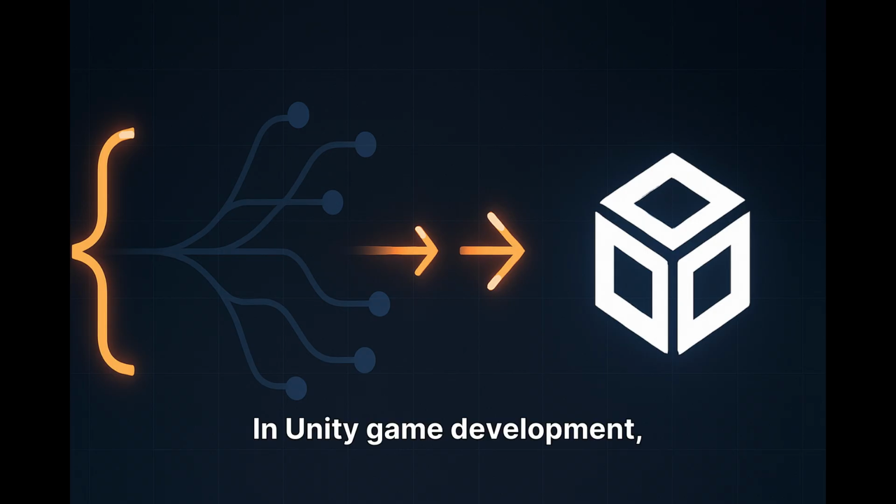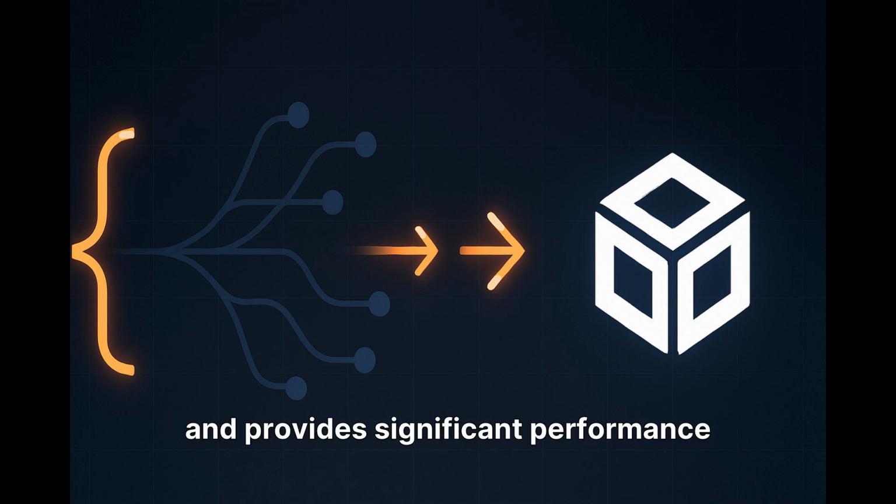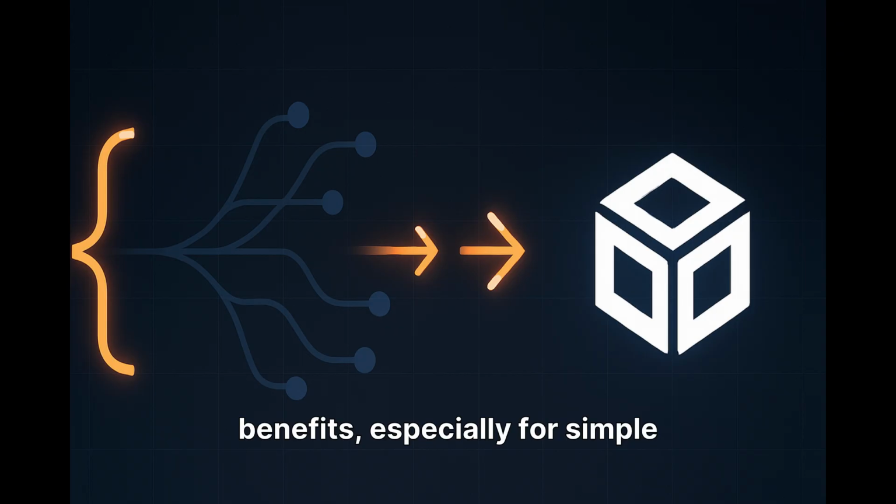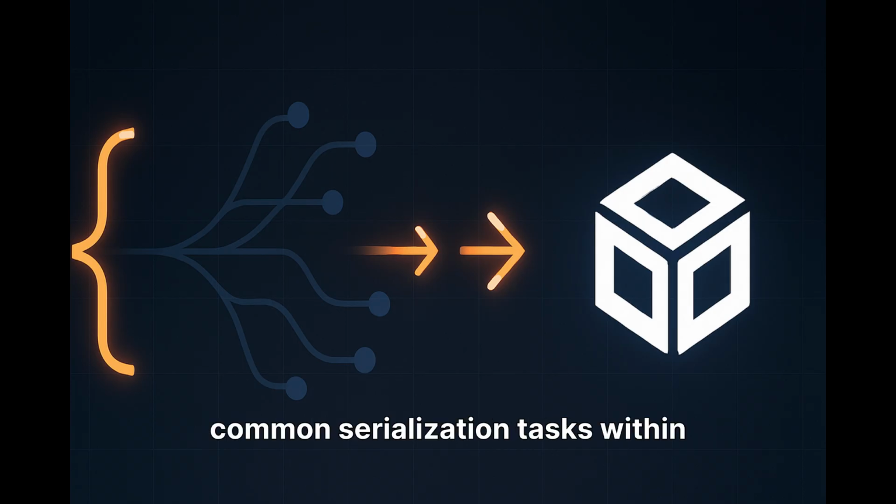In Unity game development, JsonUtility is the go-to choice for JSON serialization. It's a built-in solution that offers excellent integration with the Unity ecosystem and provides significant performance benefits, especially for simple data structures. Its native implementation makes it highly efficient for common serialization tasks within Unity projects.